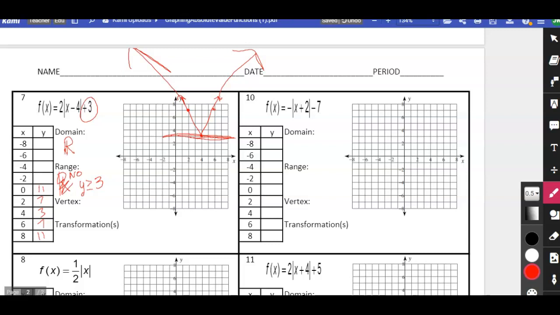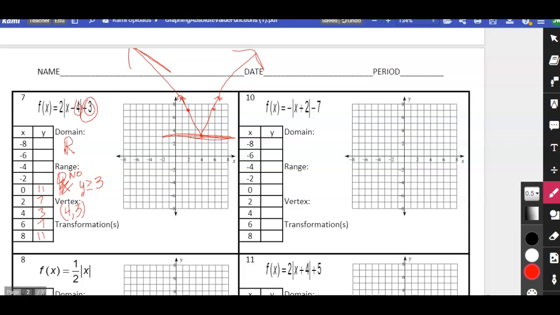What is my vertex? My vertex is either the max or the min. You can use these 2 numbers to tell you what it's going to be. Four, 3.